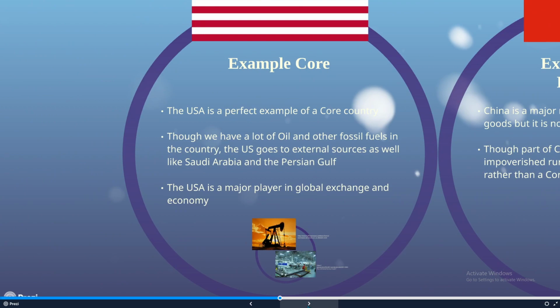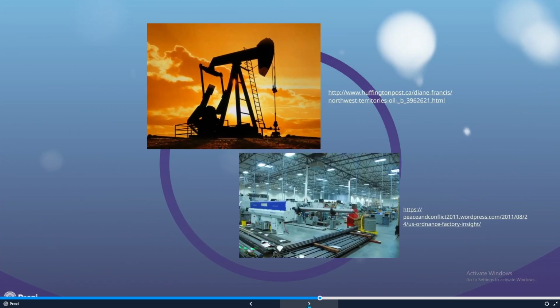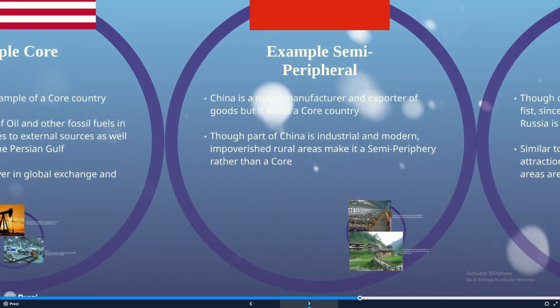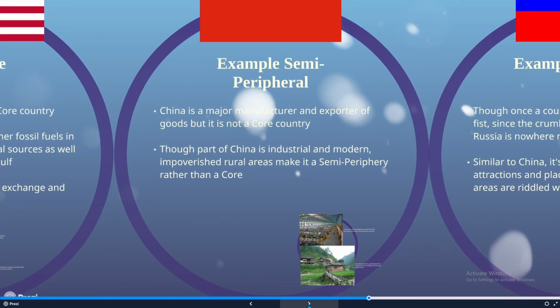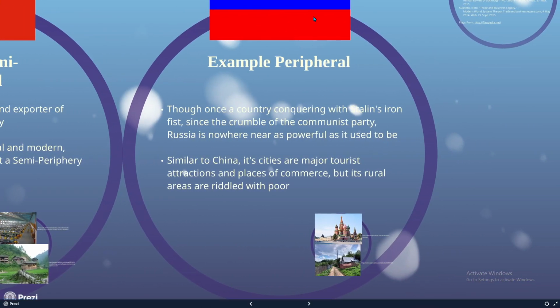We have our core. There's an example, and semi-periphery. This one's showing the peripheral and it's showing Russia. I disagree. If you were to try and get an example of a peripheral country, I would pick one like, let's go with the Democratic Republic of Congo. Some of the Central African nations would tend to be our peripheral.